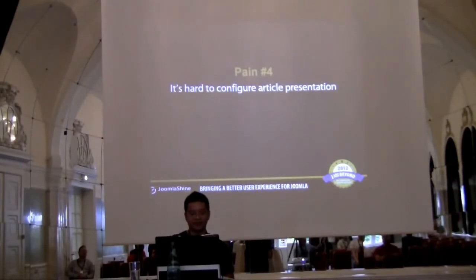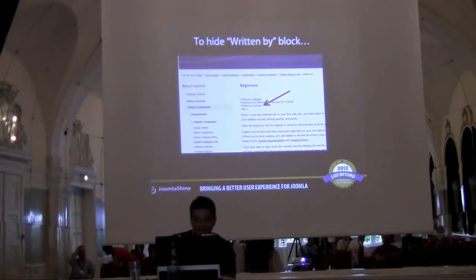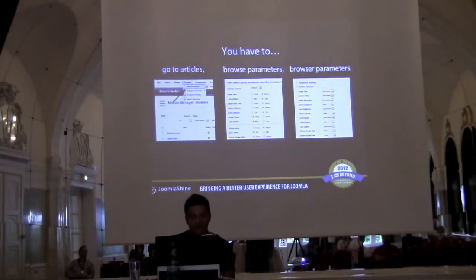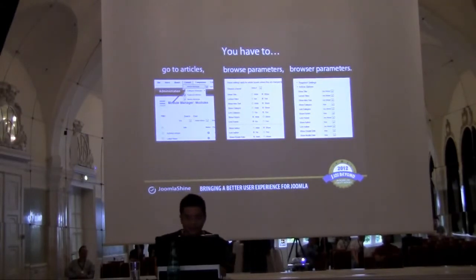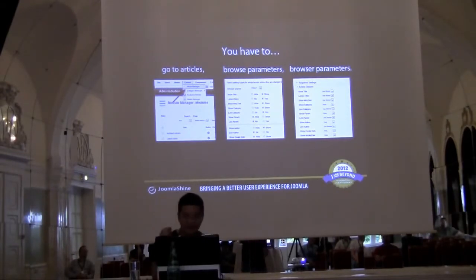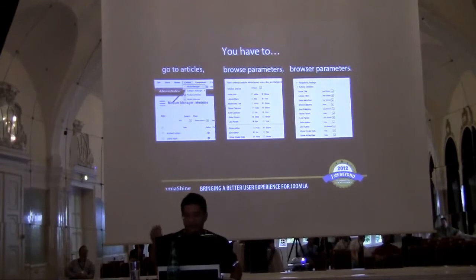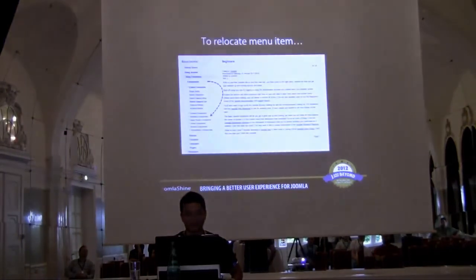Pain number four, it's hard to configure article presentation. For example, we have the article Beginners, and let's hide the text written by Joomla. Well, to hide it, you have to go to Article Manager, then browse through this madness. There are 50 parameters, and you must figure out which parameter to choose and change from yes to no. So that's a pain.